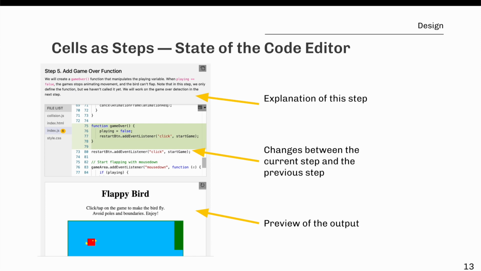Every cell contains three components to make the historical state more understandable for readers. A text area to describe the explanations and rationales of the code in this state. A code preview area showing the state of the code and highlighting the changes from the previous state. And an output area where the code in this state is rendered as a live HTML preview.